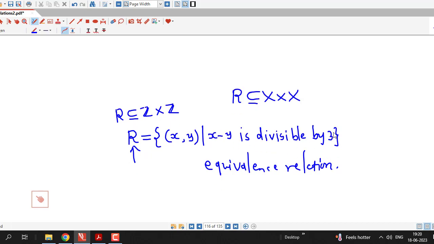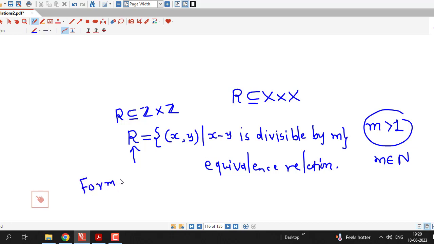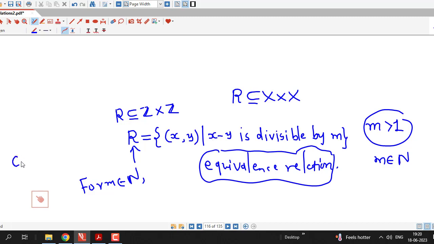Now suppose instead of 3 we consider any positive integer greater than 1. Then we obtain this relation R equal to the ordered pairs (x, y) such that x minus y is divisible by small m, where m is a natural number greater than 1. For every m in this set of natural numbers, we will have this relation R, which is always an equivalence relation. So this is the generalization of the example we saw in lecture number 31, and this relation is special and is called the congruence relation.